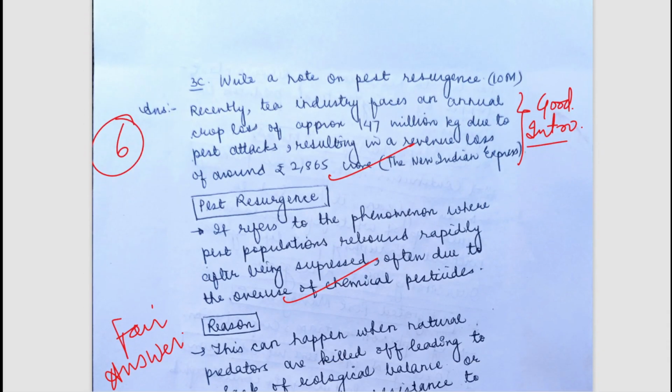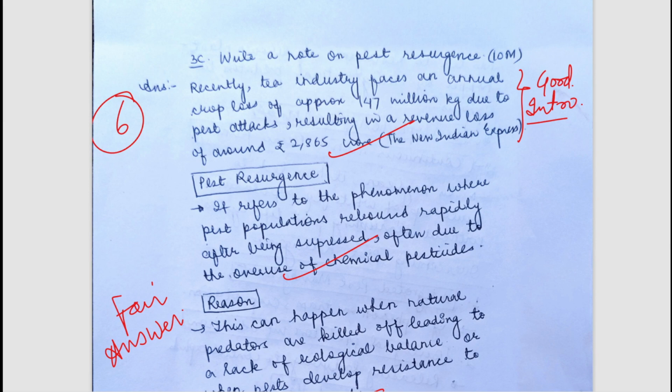The question is, write a note on pest resurgence. What is pest resurgence? It is a phenomenon where pest populations rebound rapidly. What happens? Suppose there were 5 pests and they were kept under control, but certainly they will rebound, they will regenerate, and in huge amounts. From 50, they will become 100 in number. For example, I'm just giving you an idea. So this is what pest resurgence is. And this is generally due to the overuse of chemical pesticides.